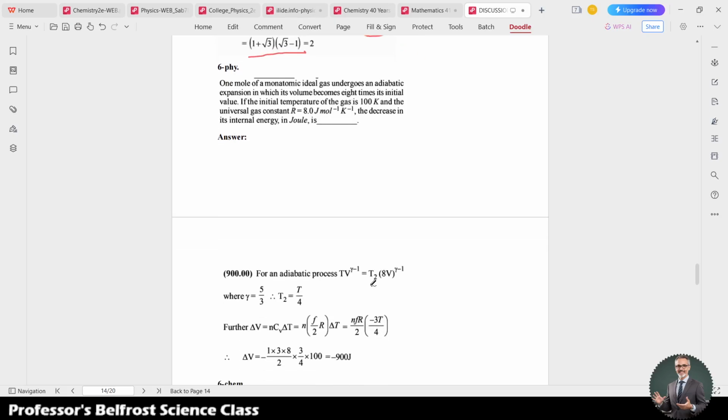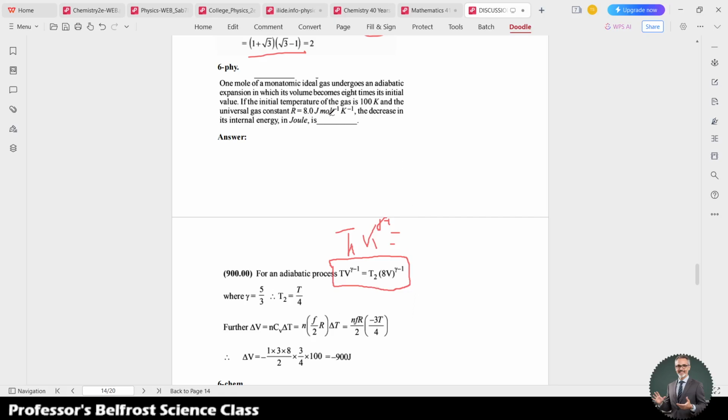First you need to memorize, it is a must. I'm sorry, you cannot solve this problem if you don't memorize the formula of an adiabatic process. So this is the formula: T1 V1 to the power of gamma minus 1 equals T2 V2 to the power of gamma minus 1. So the T is T, V is V, the T2 is the one that you don't know, and the final volume is 8 times its initial value. It means that it is 8V.